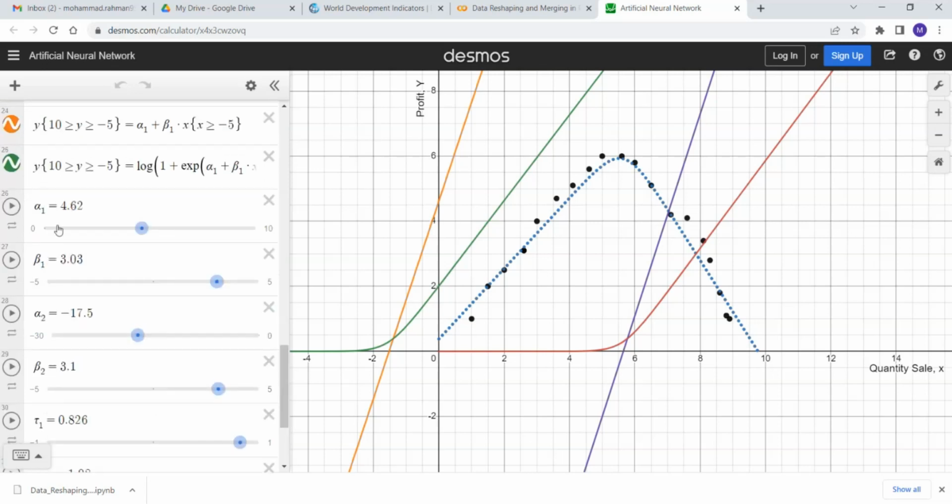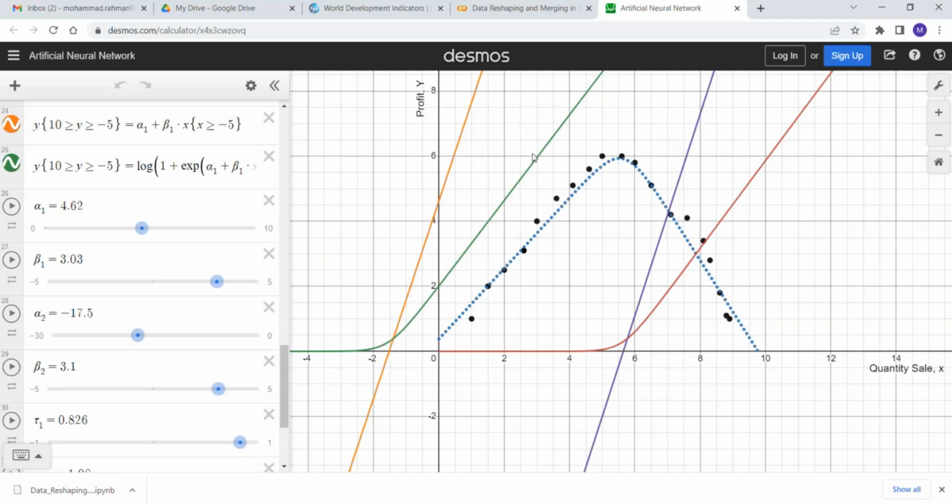So alpha 1 and beta 1 make a linear function when sending the signal from the input layer to the hidden layer. And then the hidden layer makes a curved line after applying the exponential function. So basically, if you change alpha 1 and beta 1, what is happening? Alpha 1 and beta 1 make the orange straight line. And then that straight line is converted to a green line, which is a little bit curved.